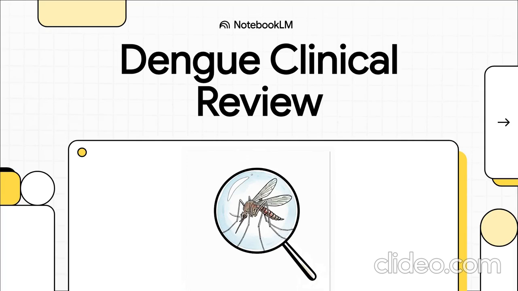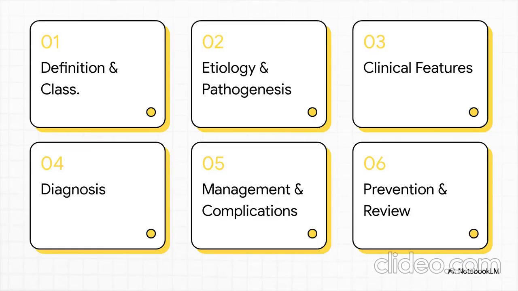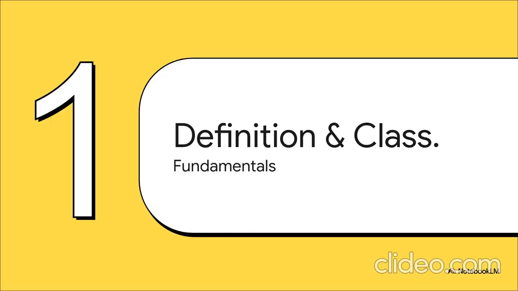All right, let's dive right into a systematic clinical review of dengue. We're going to cover all the high-yield, exam-oriented points that you, as a medical professional, absolutely need to know. So here's our game plan. We'll start with the basics, the definition and classification. Then we'll get into the how and why, the etiology and pathogenesis. After that, we'll talk about what you'll actually see in a patient, the clinical features, how to diagnose it, and of course, management. And we'll wrap it all up with prevention and a super high-yield review to make sure those key facts really stick.